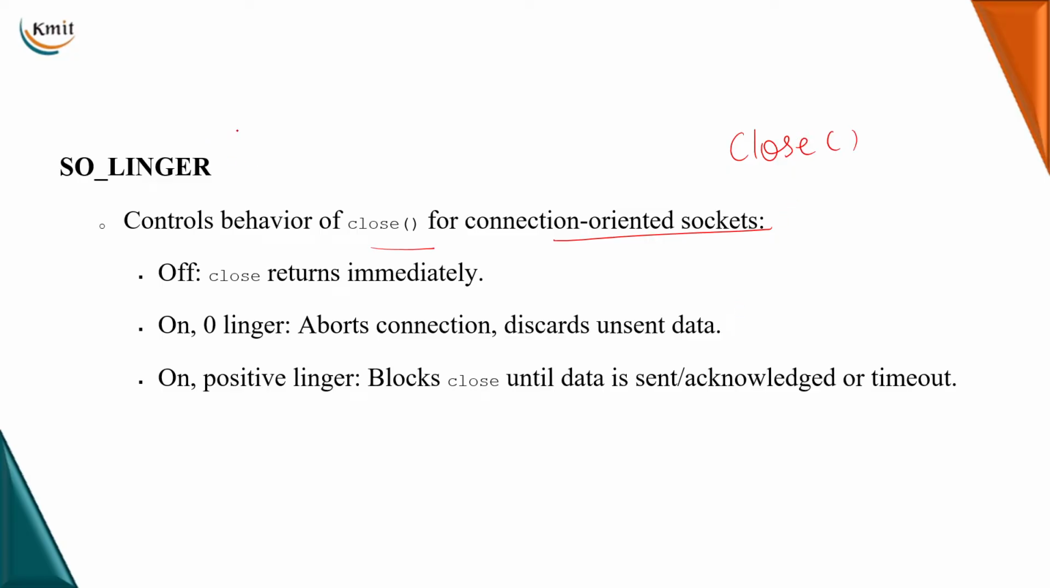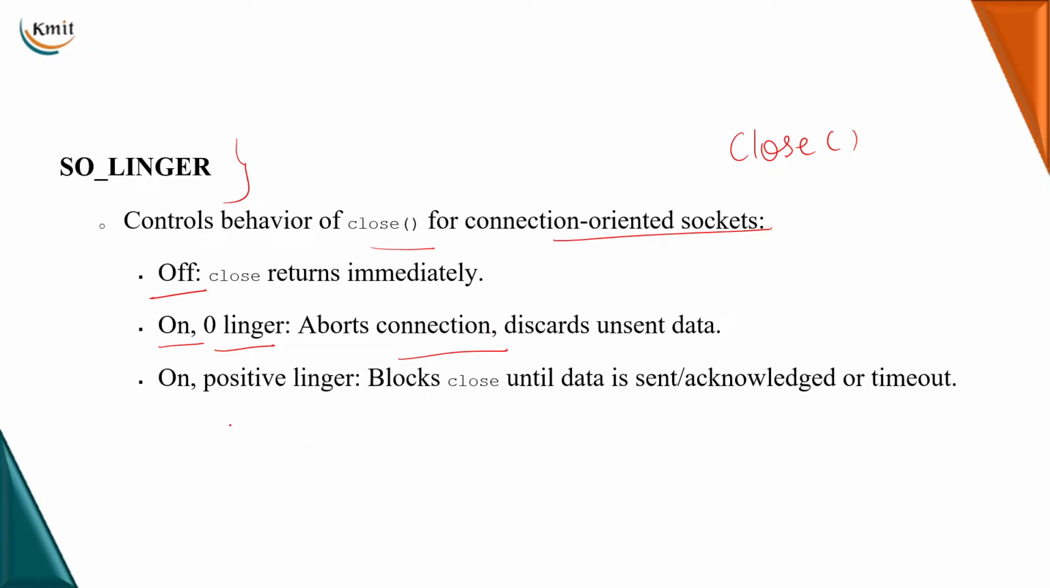If this option is off, if it is not set, then the close function will immediately close the connection. But if it is on and the value is 0, then it will abort the connection and discard the unsent data. Whatever data was to be sent, it will be discarded because you have aborted the connection.